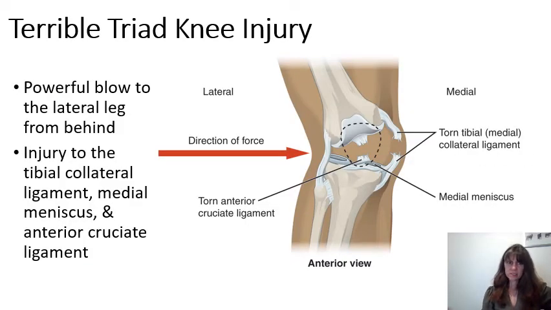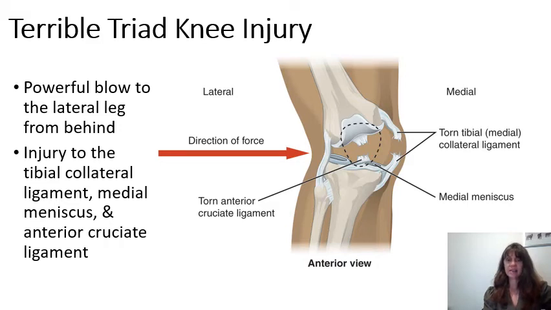Something that's important to understand about the tibial collateral ligament and the fibular collateral ligament is that the tibial collateral ligament, or medial collateral ligament, actually attaches directly to the medial meniscus on the tibia. The lateral collateral ligament, or fibular collateral ligament, does not do this.